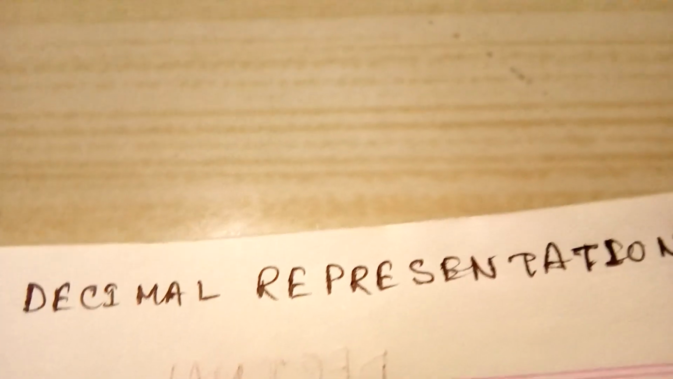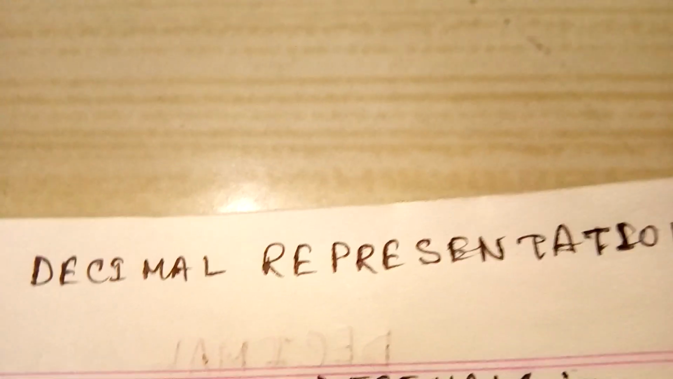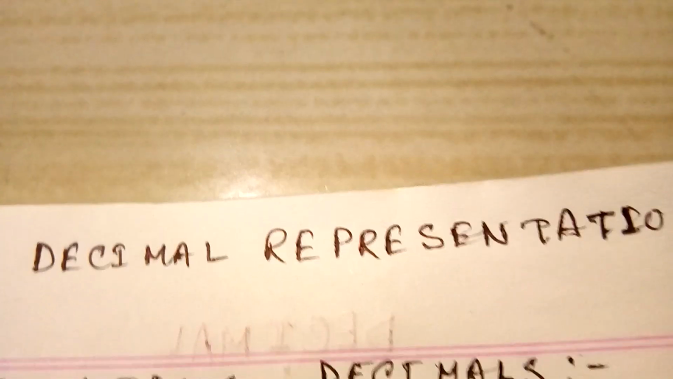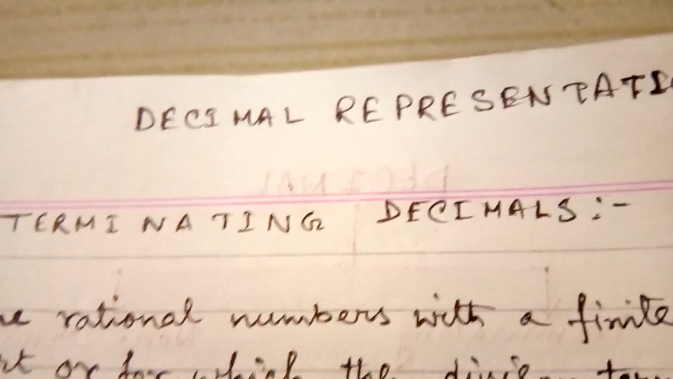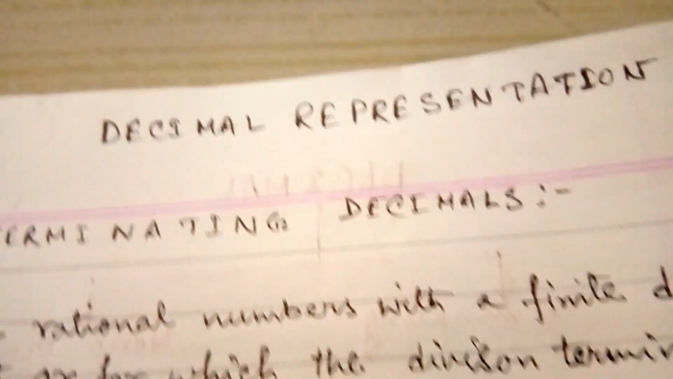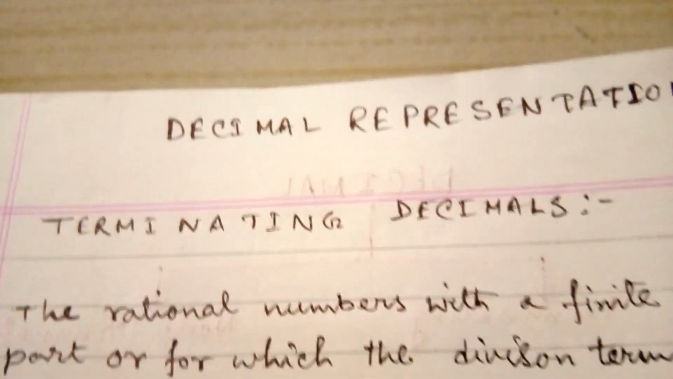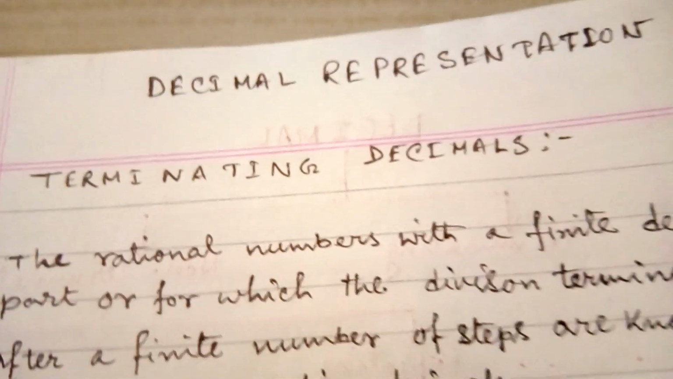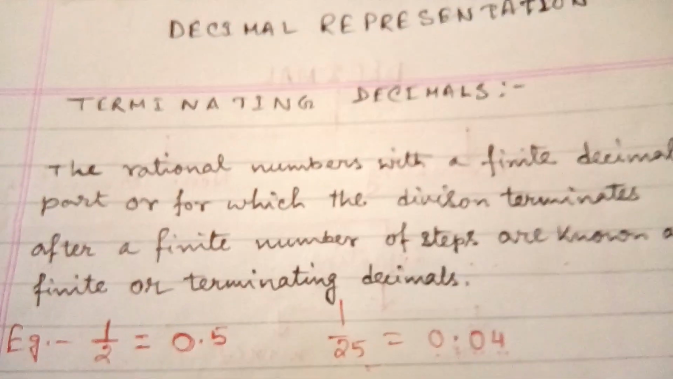Today I will discuss decimal representation. You can see here I have written it. Decimal representation is a very important part of the number system chapter. Today we will come to know that decimal representations are of two types. One is terminating decimal representation, another is non-terminating decimal representation. First I have written terminating decimal representation.